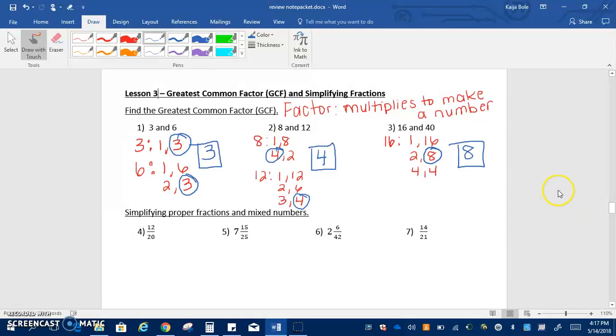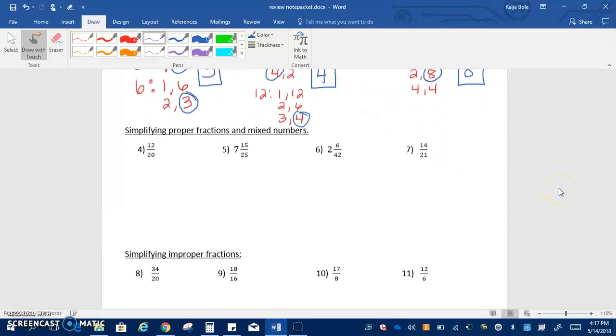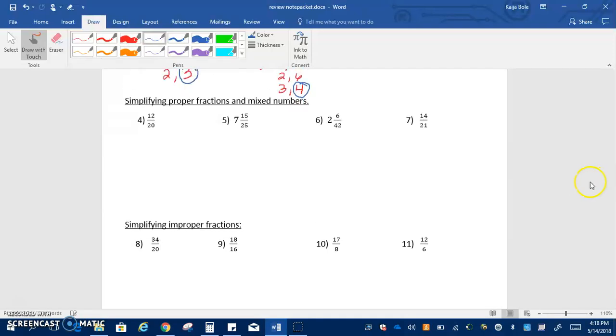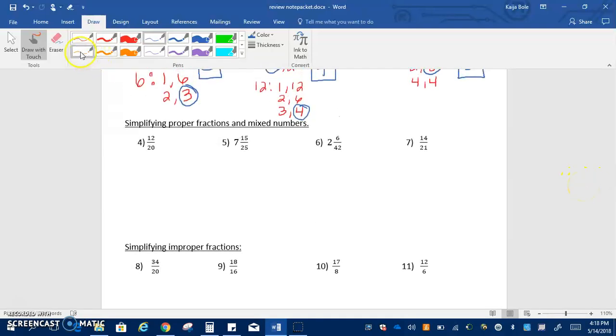Okay, so now we're going to use that GCF to simplify proper fractions, mixed numbers, and improper fractions. Okay, and there's 2 hints that I want you to write down. We'll start with 1. So remember, even numbers. Remember, an even number ends in 2, 4, 6, 8, or 0. Alright, these are always divisible by 2.